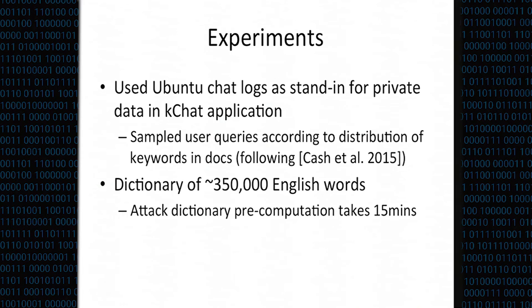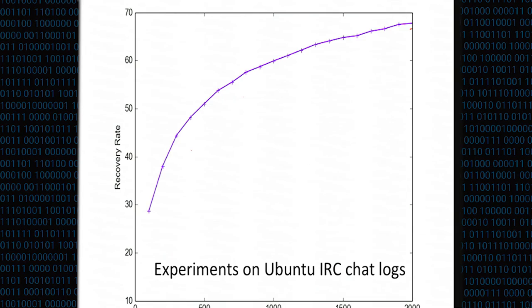Computing it only takes about 15 minutes of wall clock time, and then that attack dictionary applies to every search made by any user in the system. So this is the result of our experiments, and I think this got truncated, but this is essentially the number of simulated queries that we make. We take the average over 20 trials.